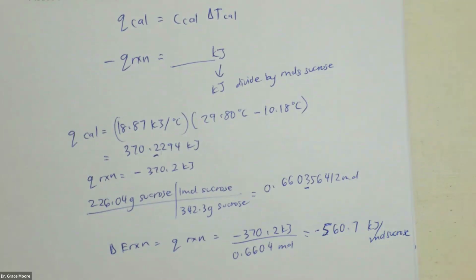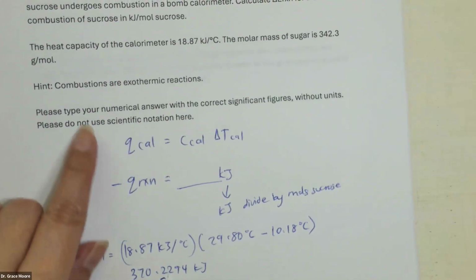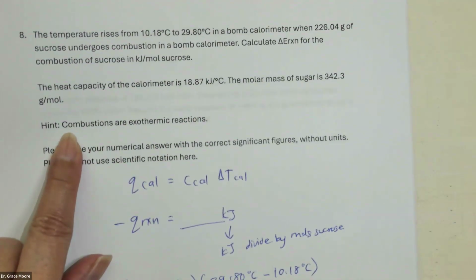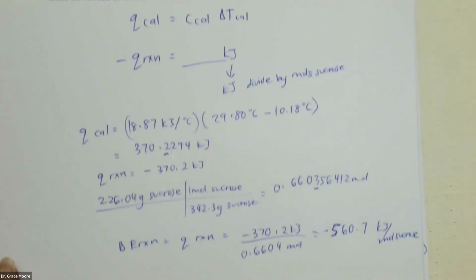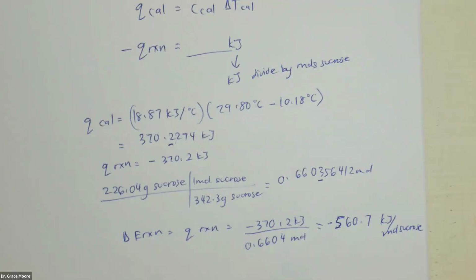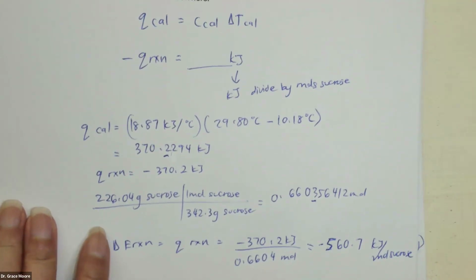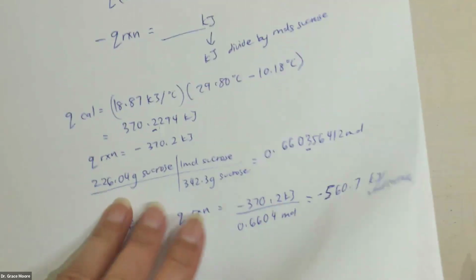And you gotta always double check that you get a negative answer, because it says combustion, or exothermic reactions, and you should know that. And they ask for the combustion heat, so it should be a negative sign. All right, let's keep moving. Let's do number 9.